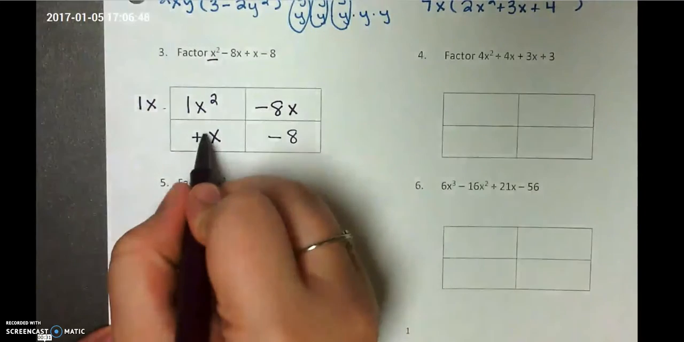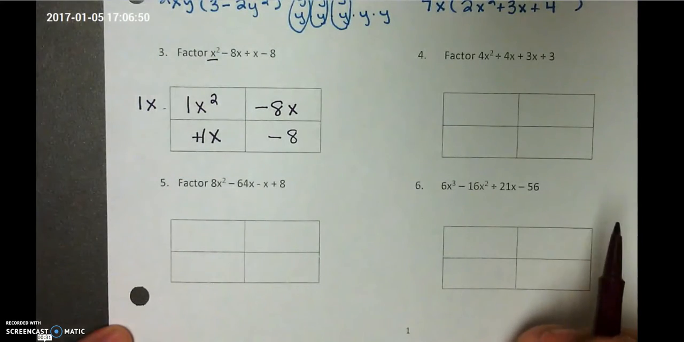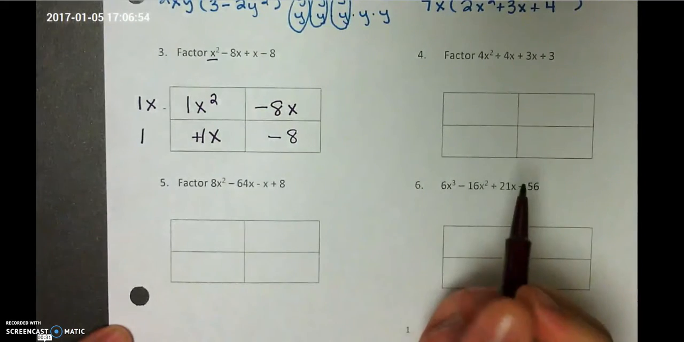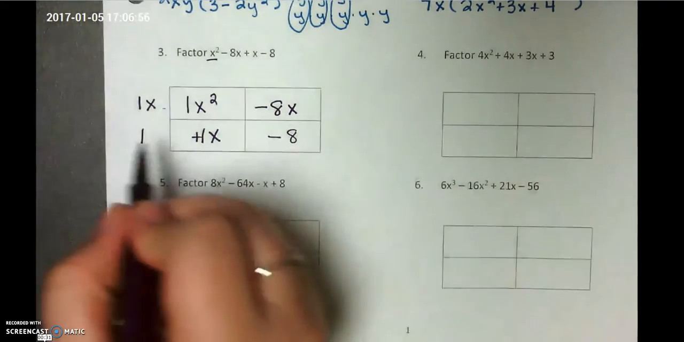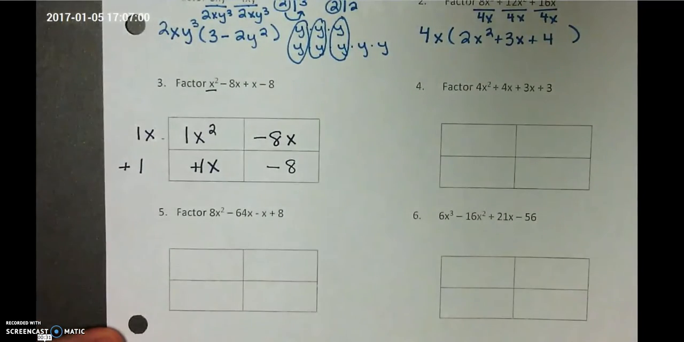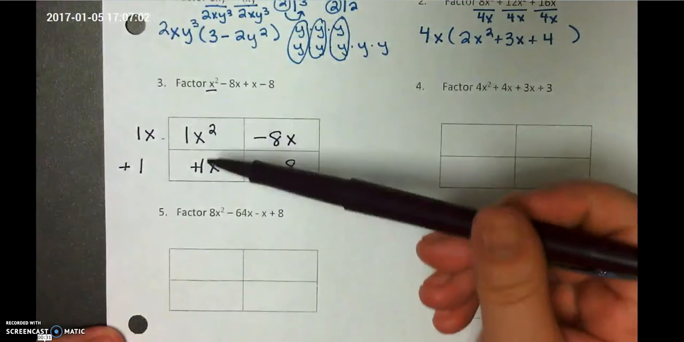The next one: again, we know there's a 1 there, so the GCF of 1 and 8 is 1, and they don't have any variables in common. So we know that's going to be a positive 1. So we're done with the rows. Now we're going to do the columns.